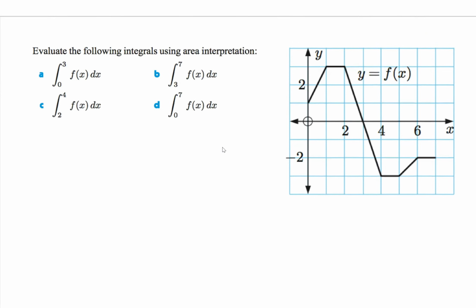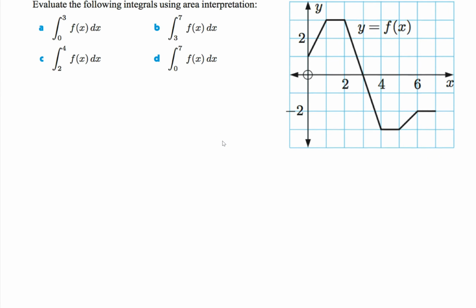Let's go to our last problem here. In this case, they give me the grid. They want me to find the area of these following things. We'll do the exact same thing we did before. Let's integrate from 0 to 3. So we have to find the area of all this mess here.